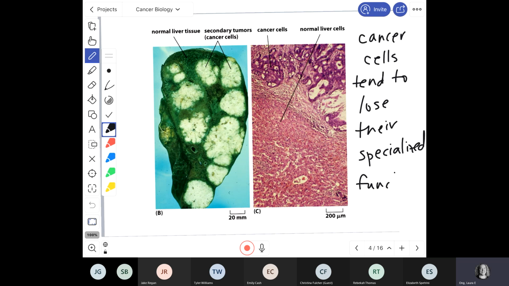They tend to lose their specialized function, and they are not even acting like the appropriate tissue type from which they came. Tumor cells are not doing the normal job that they're supposed to do. They're just growing and dividing, and cancer cells tend to be undifferentiated. They are undifferentiated, and in some ways, they're moving back to a stem cell type of state.